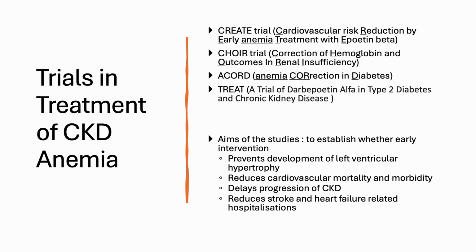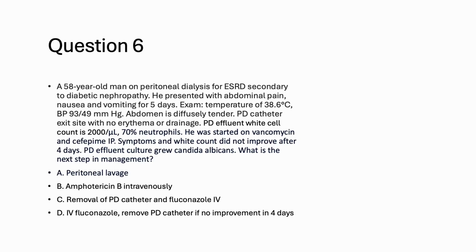Okay, let's move on to question number 6. A 58-year-old man on peritoneal dialysis for end-stage kidney disease secondary to diabetic nephropathy. He presents with abdominal pain, nausea, and vomiting for 5 days. On exam, he has a temperature of 38.6 Celsius, blood pressure 93 over 49 millimeters of mercury. His abdomen is diffusely tender. His PD catheter exit site shows no erythema or drainage.